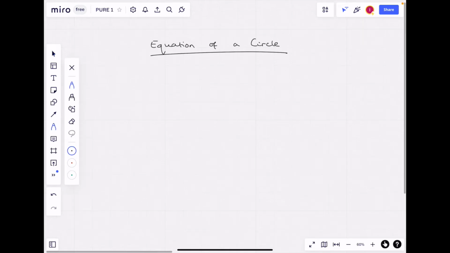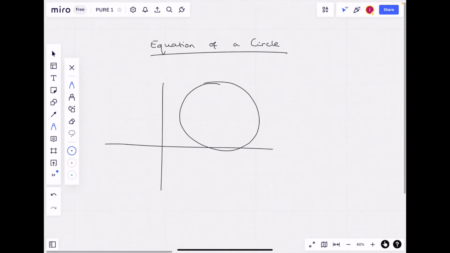On a graph, when you have a circle, you are really only concerned with two pieces of information about that circle. The first is the center, which can be expressed as (a, b), and a and b tend to be the letters that we use. The other one is the radius. So the center of the circle and the radius is all you need to express the equation of a circle.